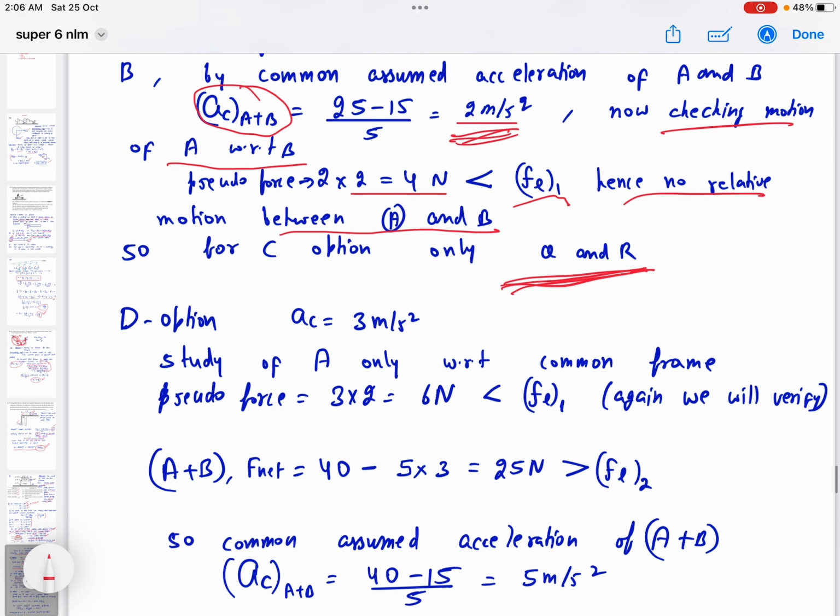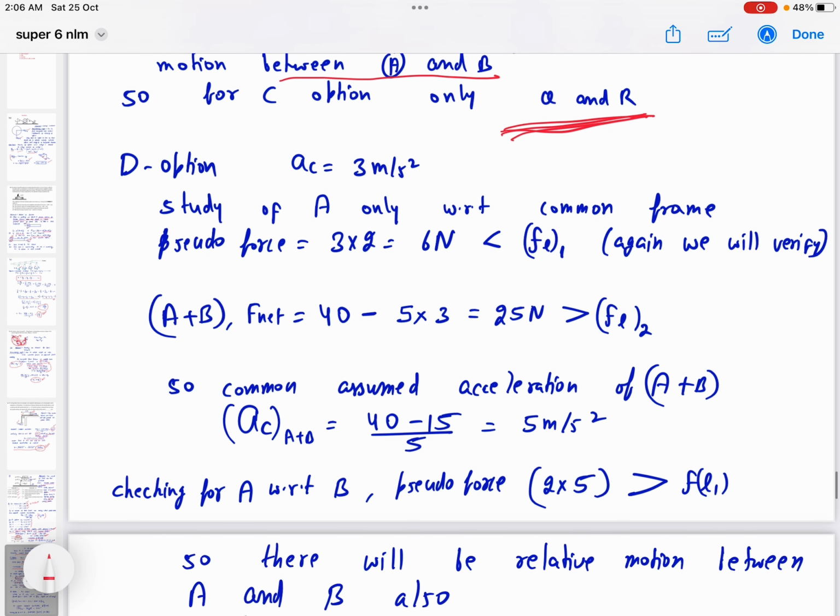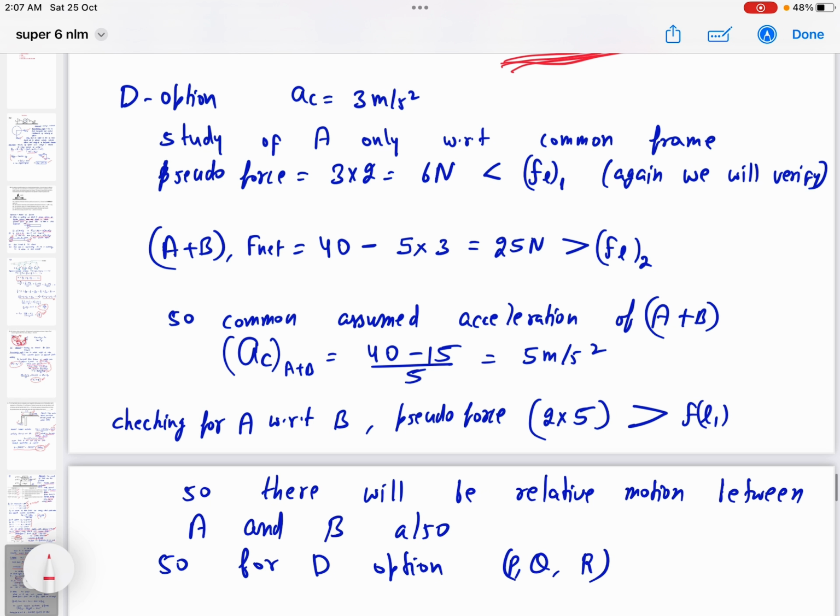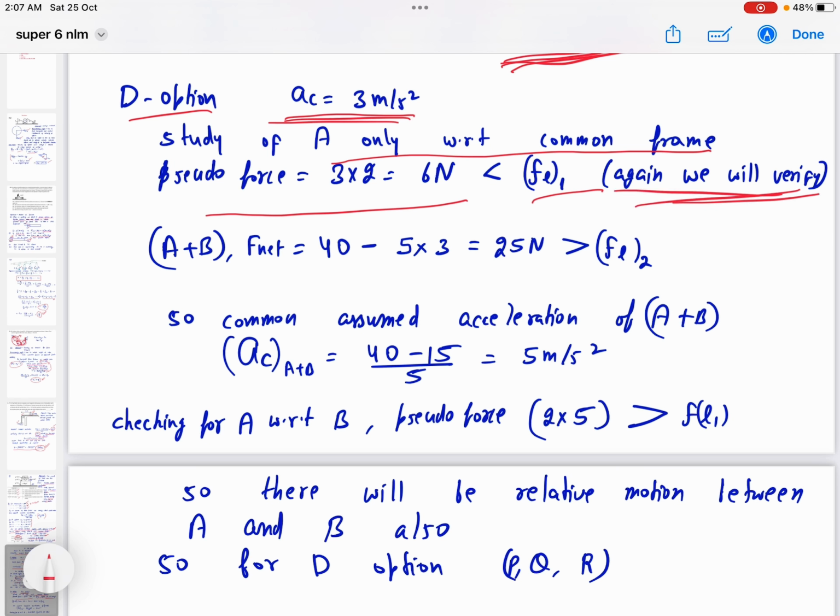Now similar thing I am doing for D option. Again it's an interesting option, beta. So for D option, common acceleration I am getting what, 3 meter per second square. So study of A only with respect to common frame. See, it is 6 Newton. So again we will verify. Yes, we will verify again. So 6 Newton, which is less than limiting value. So from here, what idea we are getting? We are thinking like there is no relative motion between A and B, right?